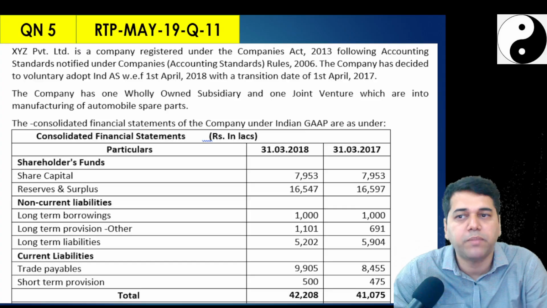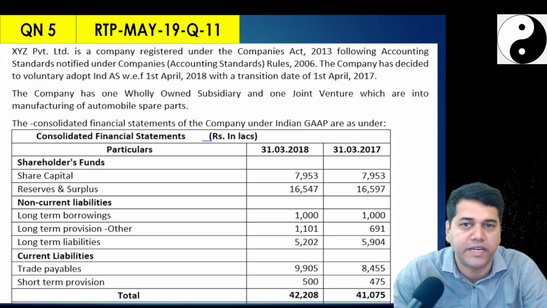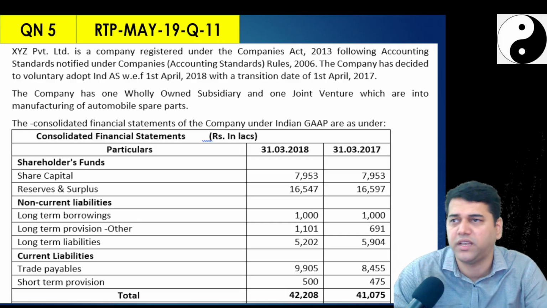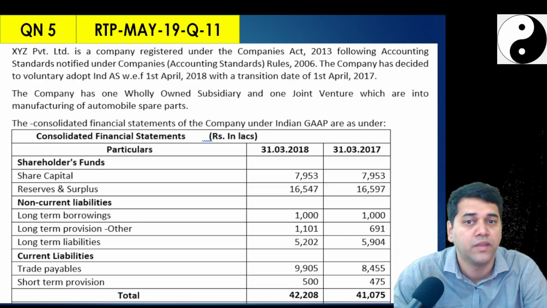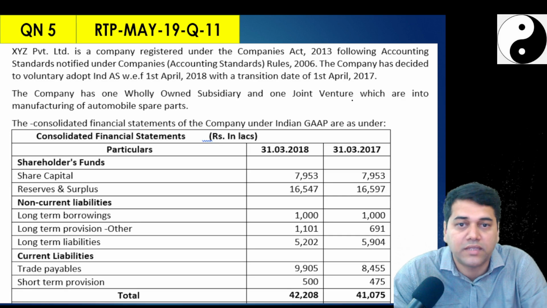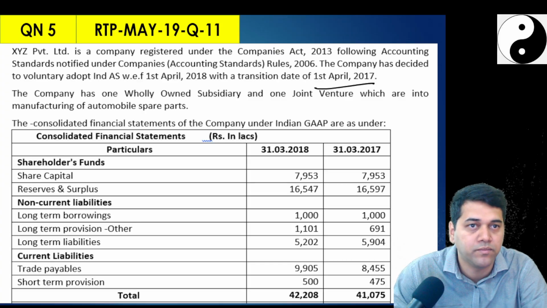Now, XYZ Private Limited is a company registered under the Companies Act and following the accounting standards. They voluntarily decided to adopt Ind AS from 1st April 2018. Okay, in Ind AS applicability, we have this. And their transition date is 1st April 2017. That third balance sheet is what they have to prepare, on this day.